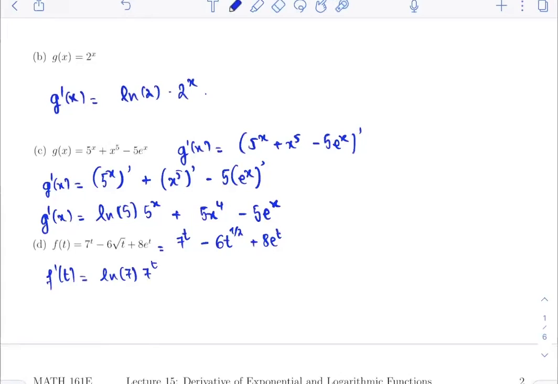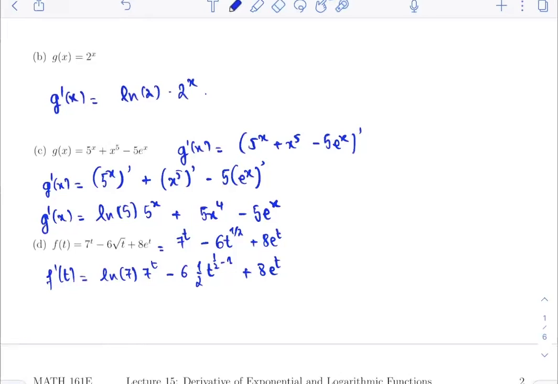And negative 6 in this case is the constant multiple. So when I take the derivative, I'm going to put the 6 to the side and take the derivative of t to the 1/2. The derivative of t to the 1/2 is 1/2 times t to the 1/2 minus 1. For the last term, again, 8 is a constant multiple, and the derivative of e to the t with respect to t is just e to the t. So for the last term, I get 8 times e to the t.